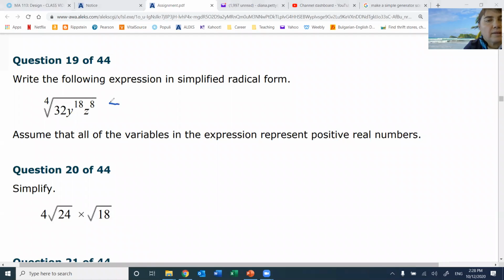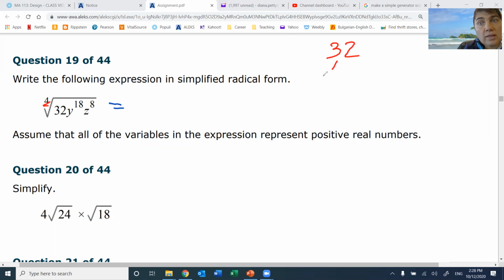So what do you need to do? They say, write this expression in simplified radical form. So they want it as a radical at the end. So let's see how many groups. So you see this is 4. So let's see what comes out. 32. Can you make it the power of 4 of something? 32 is 4 times 8. But we don't like it yet. I want it to be, okay, here, 32. I want to see how many groups of 4 are there.